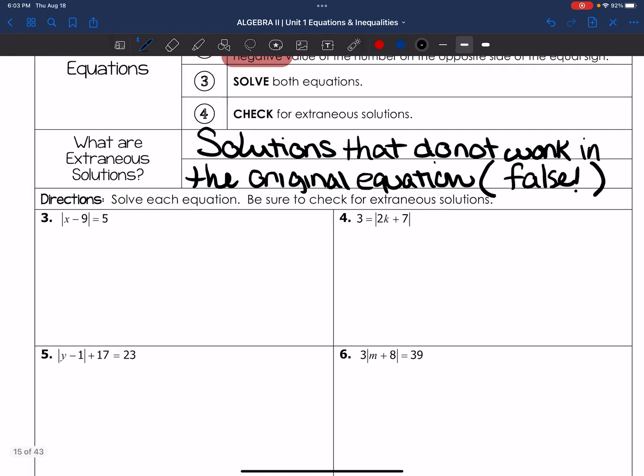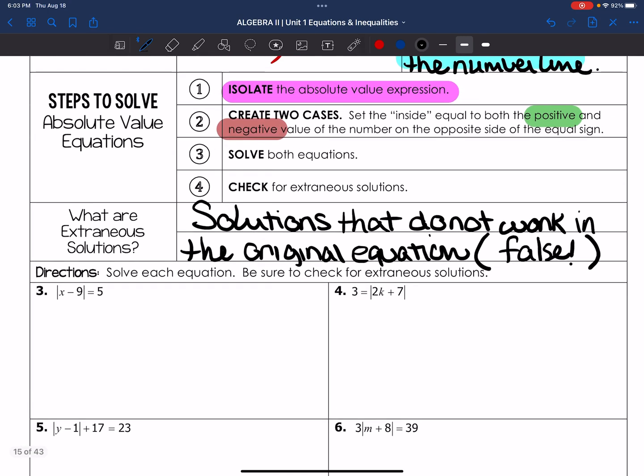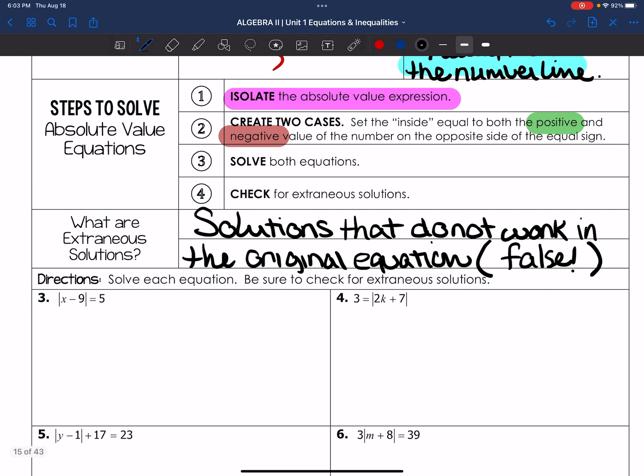So let's begin this process, you guys. We're going to begin with this example 3 here. Let's go ahead and follow these steps that we saw just above, not forgetting to check for those extraneous solutions at the end. Here we go. Step number 1 is to isolate our absolute value equation. Well, in this case, my absolute value equation is all by itself.